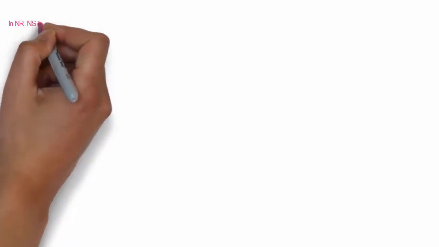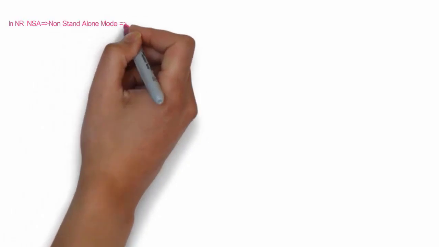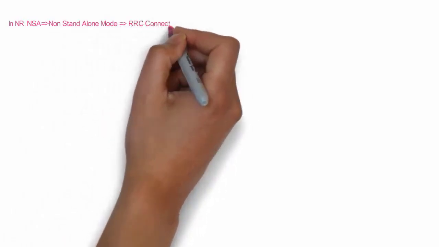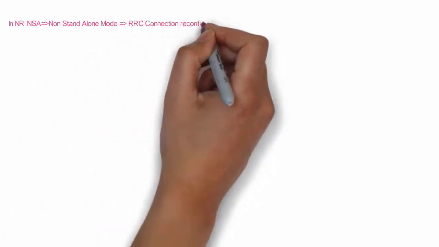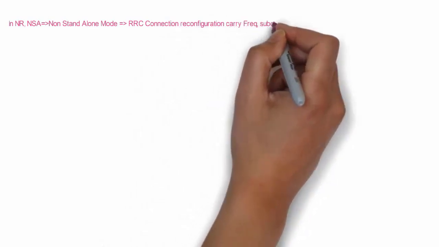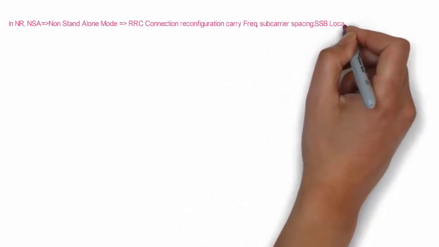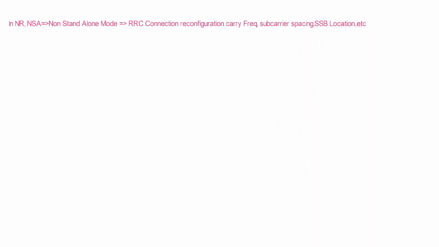We are talking about NR. In NR, the cell search process in non-standalone mode and standalone mode is different. When NR is activated in non-standalone mode, the UE doesn't need to do a blind search for SSB, since the frequency, subcarrier spacing, etc. are configured by LTE in the RRC connection reconfiguration message. The NSA part we will see later. In this video, we only focus on the standalone mode case.